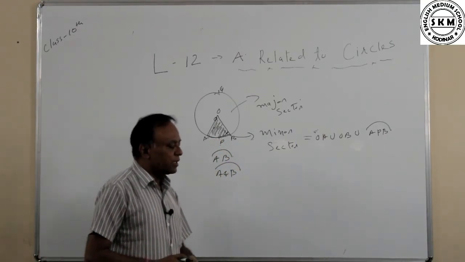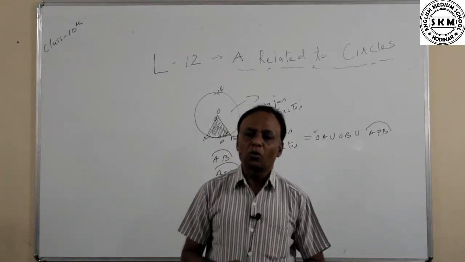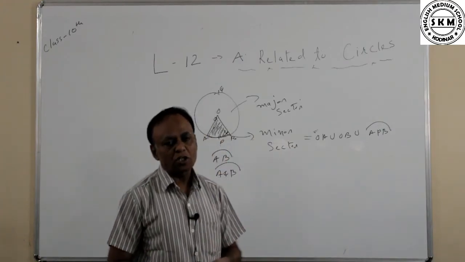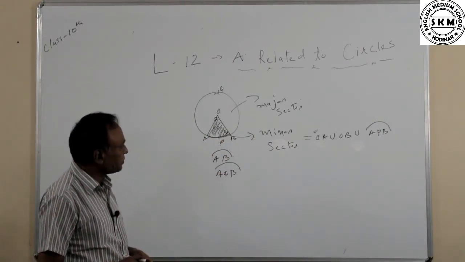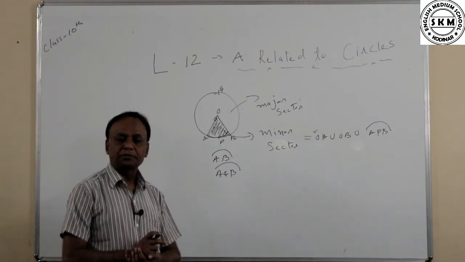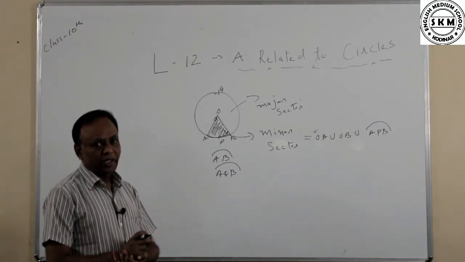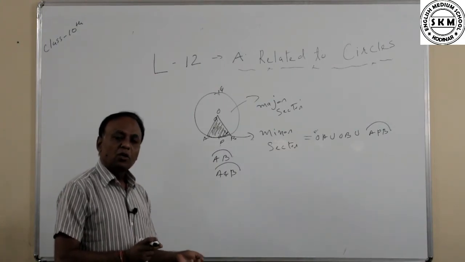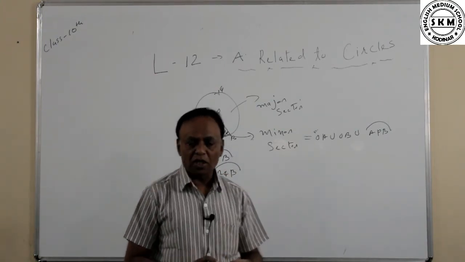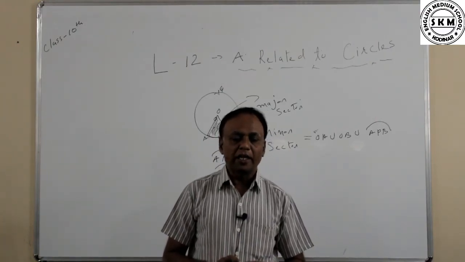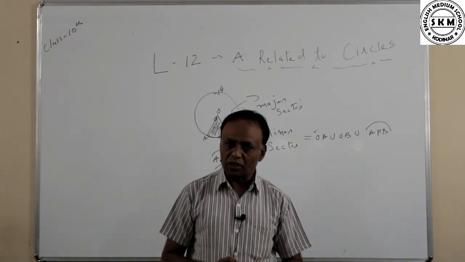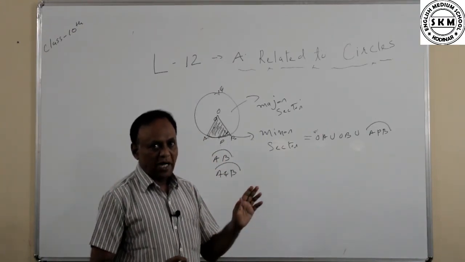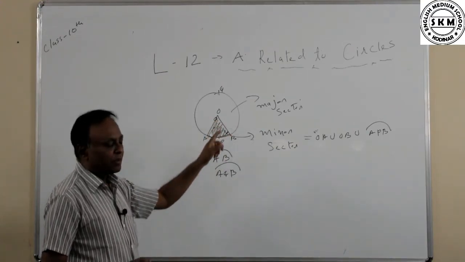So minor sector is the union of OA and OB, which are the radii, and the corresponding minor arc APB. Major sector is also a union of radii and the corresponding major arc. It is called the major sector. Clear all of you? Minor and major from the figures.